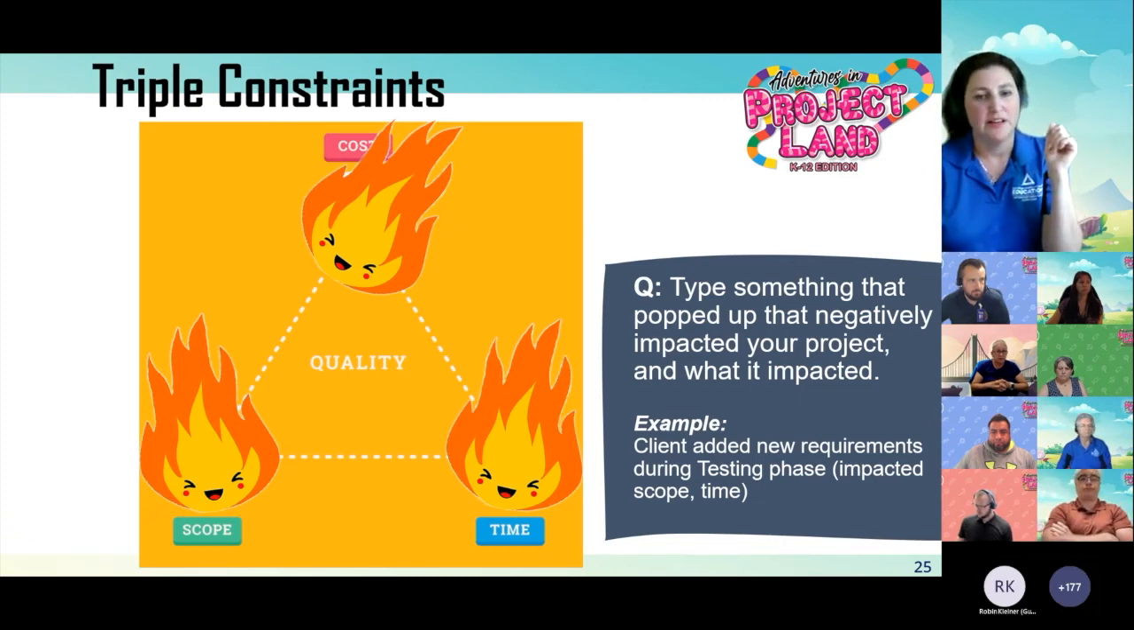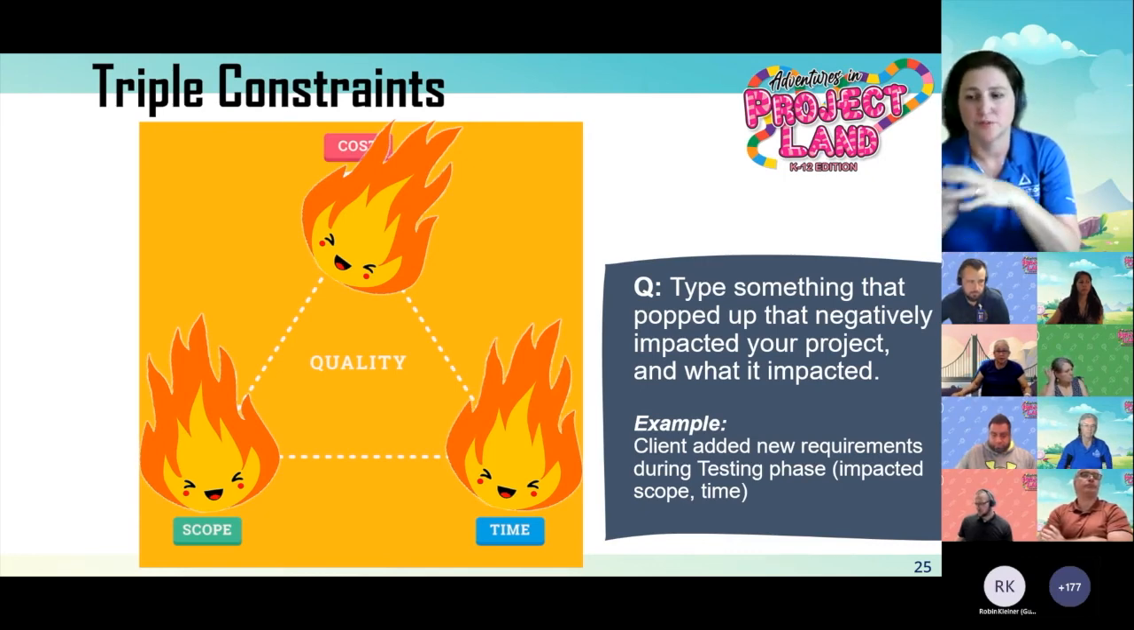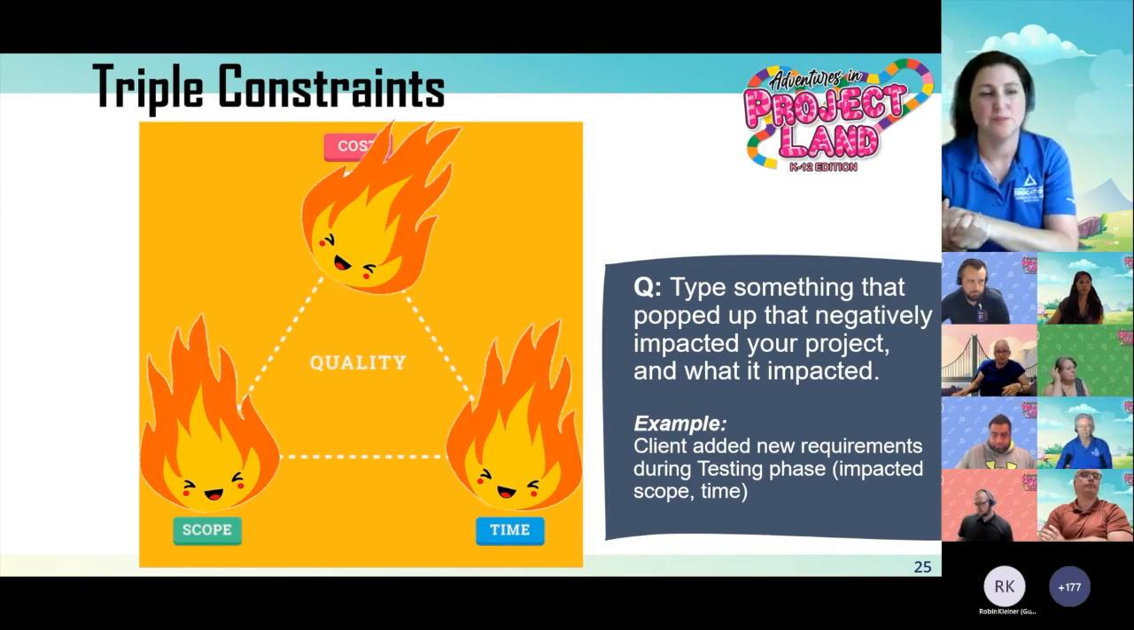Again, in your chat, please tell me about a time when something popped up that negatively impacted your project and what it impacted. So, new scope requirements or missing parts. Tell me your examples of things that impacted your triple constraints.